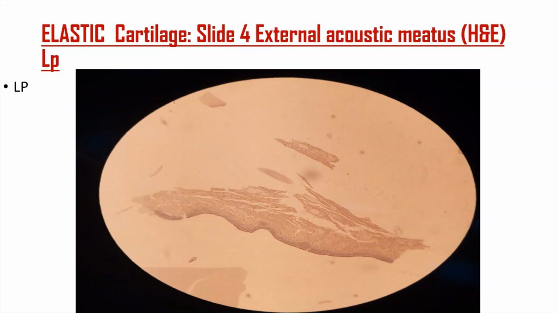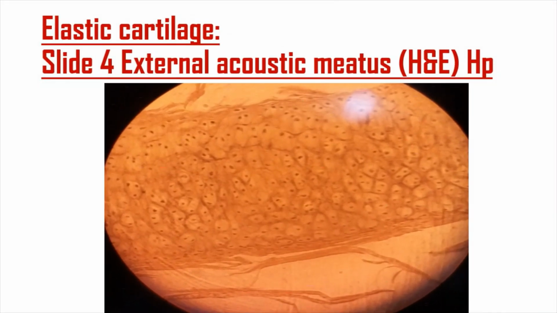Let's appreciate it properly at high power. So this here is the perichondrium, and this is the elastic cartilage. Now the elastic cartilage, as you can see, the lacunae only have two chondrocytes in each. So the lacunae are not exceeding more than two chondrocytes in each. And as you have observed, this cartilage has a lot of elastic fibers. So it has both collagen and elastic fibers, but elastic fibers are more than the collagen fibers.